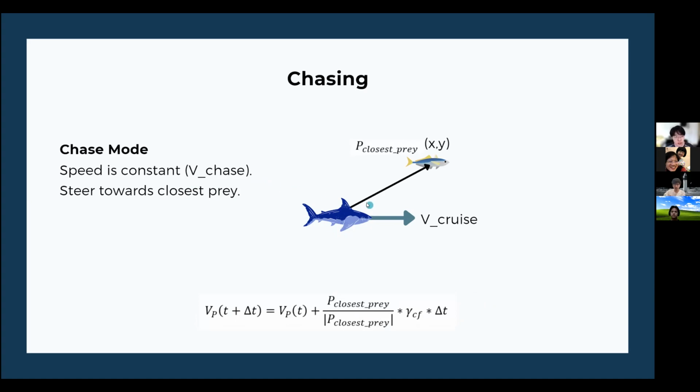And for the formula of the chasing velocity, we take the vector from the predator to its closest prey, and then get the normalized direction of that vector, and then we multiply it by the chasing coefficient, which determines how sharply the predator can turn to follow the prey fish. And then we also multiply this value by delta time and add it back to the predator's current velocity.